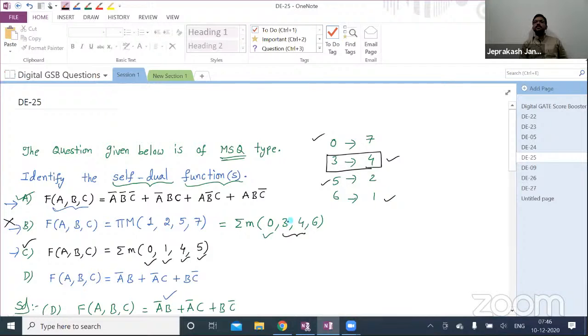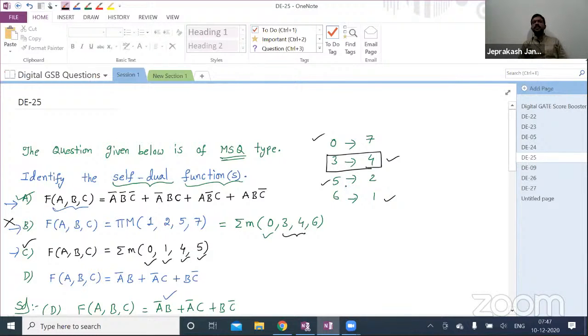Are you understanding my point? If the function does not have half of the number of minterms, then obviously it is not a self-dual function. Straight away you can eliminate it, because the first condition itself is not satisfied. Directly you can say it is not self-dual. Is it clear, these conclusion points? If you're having any doubt, you can ask.